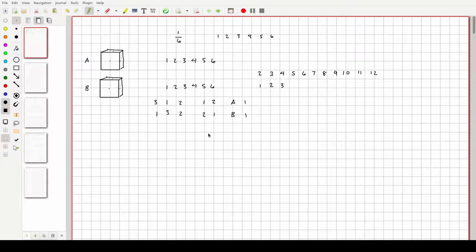What about a 5? Let me clear some of these away so I have some place to write. What about a 5? Well, let's see here. I could have die A be a 3 and die B be a 2. A could be a 2 and B could be a 3. A could be a 4, B could be a 1. Or A could be a 1 and B could be a 4. So 4.